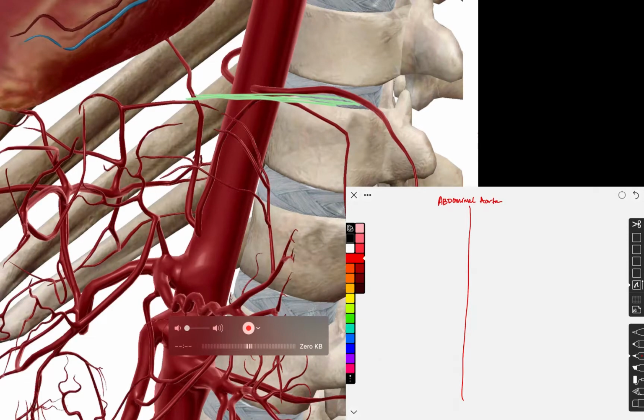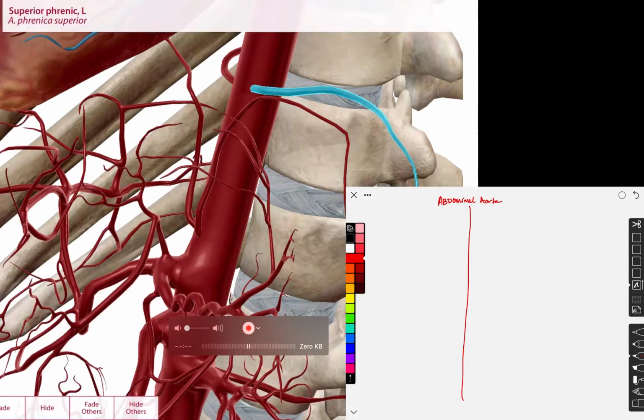You have two vessels that are associated with that diaphragm. The first one is the superior phrenic artery. The superior phrenic artery supplies the upper part of the diaphragm muscle with nutrients. And then you've got the inferior phrenic artery, and the inferior phrenic supplies the underside of the diaphragm with nutrients.